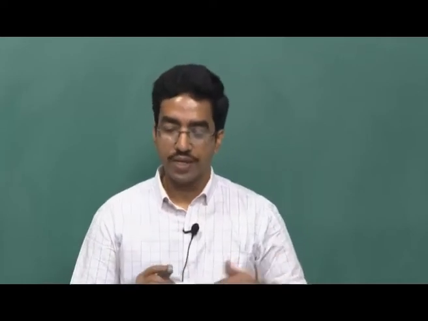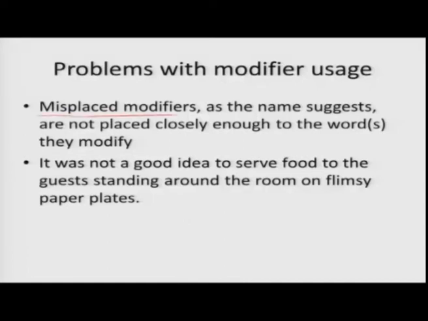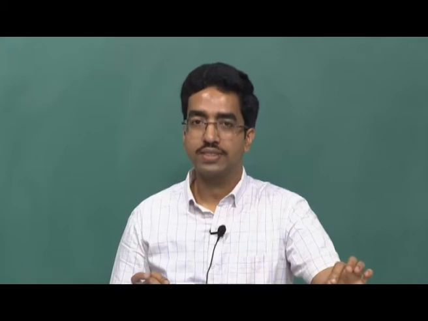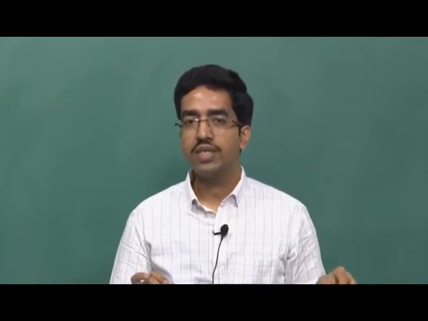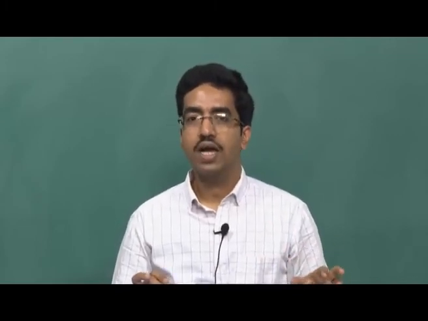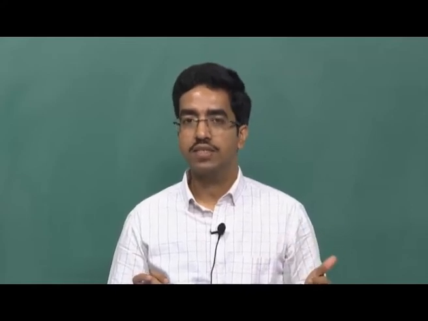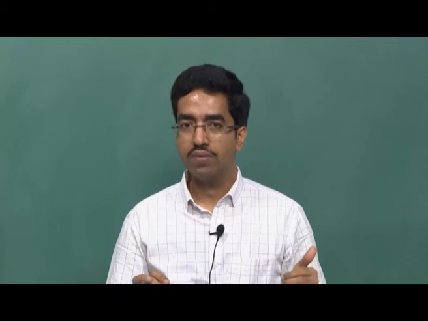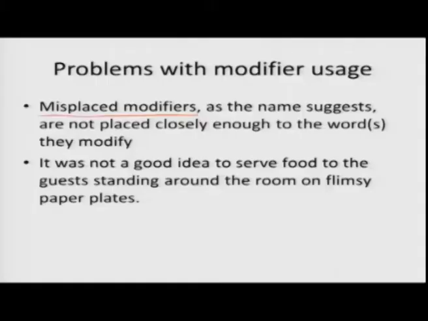There are some issues, some problems and some common mistakes learners make regarding the use of modifiers. So, we will look at them now. The first one is misplaced modifiers. As the name suggests, you have used a modifier in the wrong place. You wanted to modify something, but you have placed it somewhere else. Now, it is modifying something else, and as a result the meaning it is conveying is very different or sometimes absurd.